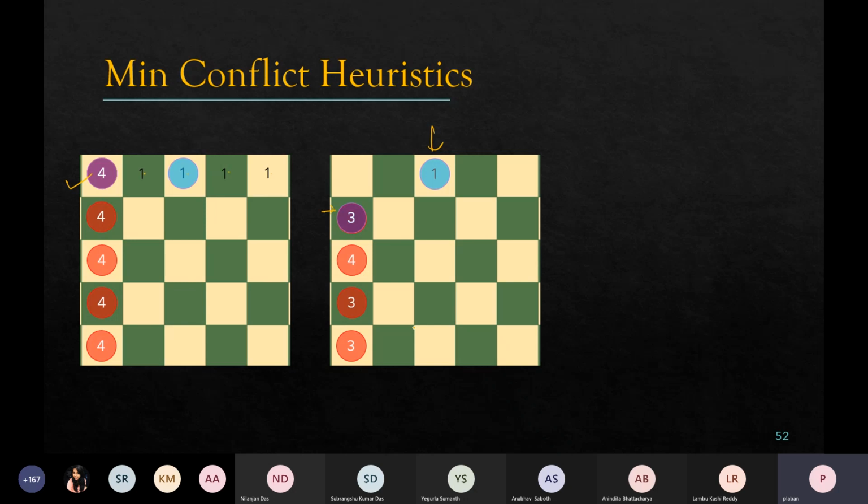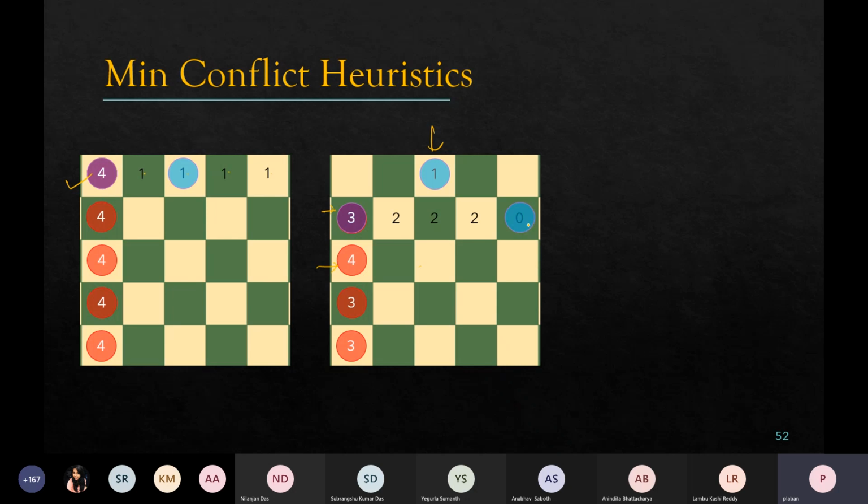Now you can choose any one of them. I can choose 3. I can choose this. I could have chosen these also, right? Now if you choose this, these are the new conflict values for the cells on which I can move this, right? Now, as this has the minimum, we'll be selecting this particular assignment, right?